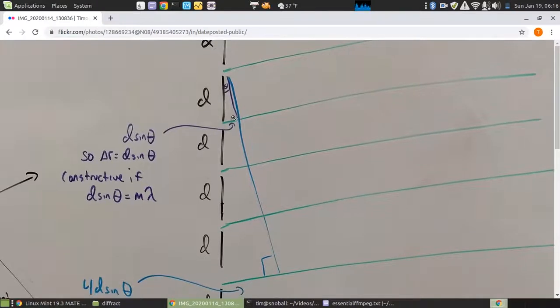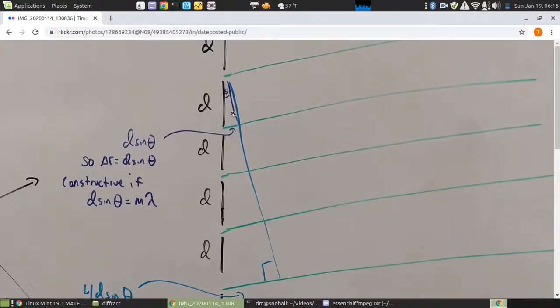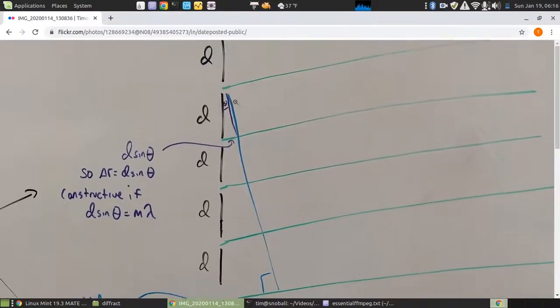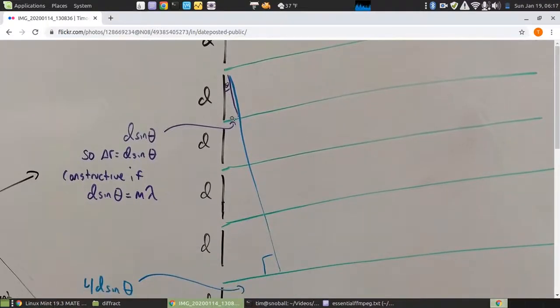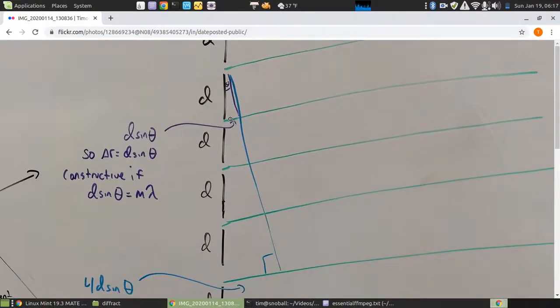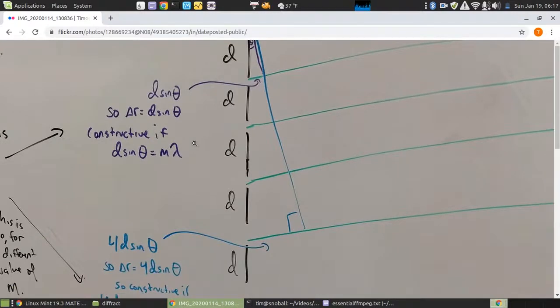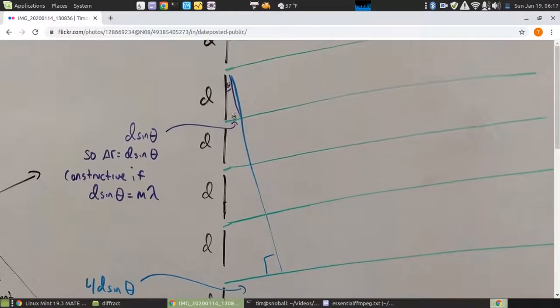Well, the path length difference between them is going to be d sine theta like it was before, and we'll get constructive interference between these two rays if that's an integer number of wavelengths. In other words, if d sine theta equals m lambda.